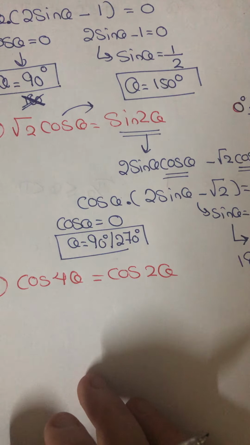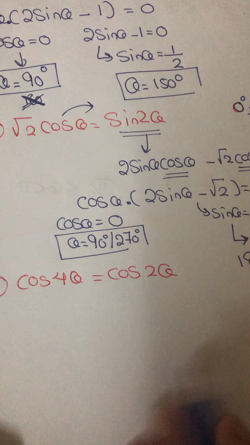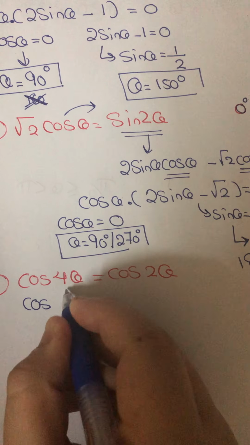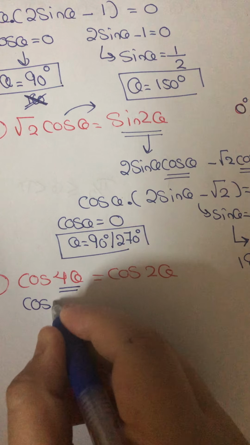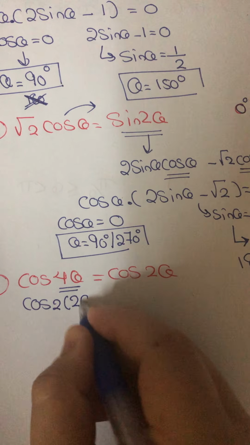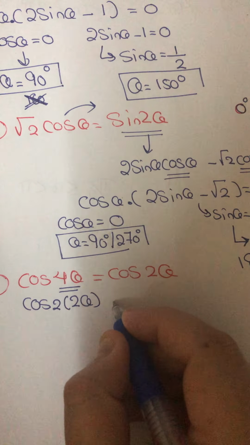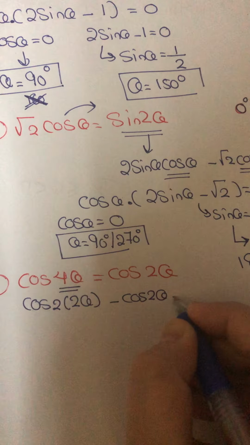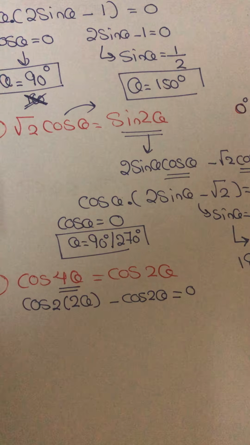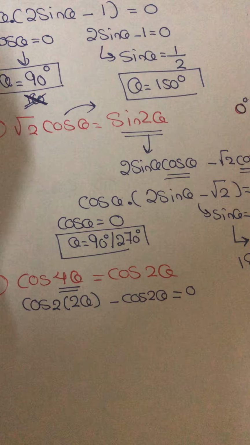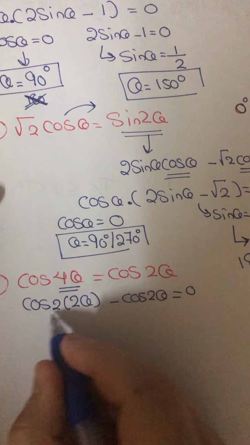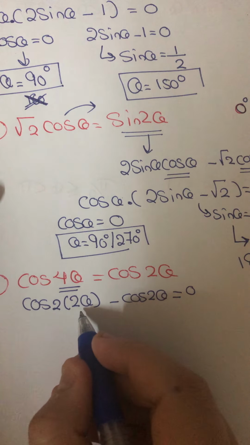This question, I sent the answer. I will explain it again. It's a little bit different from the ones in the book, but anyway, we can handle it. As a start, I don't know theta, but I can handle cosine 2 theta minus cosine 2 theta equals 0. Okay, now what shall I do? This is exactly like cosine 2 theta.